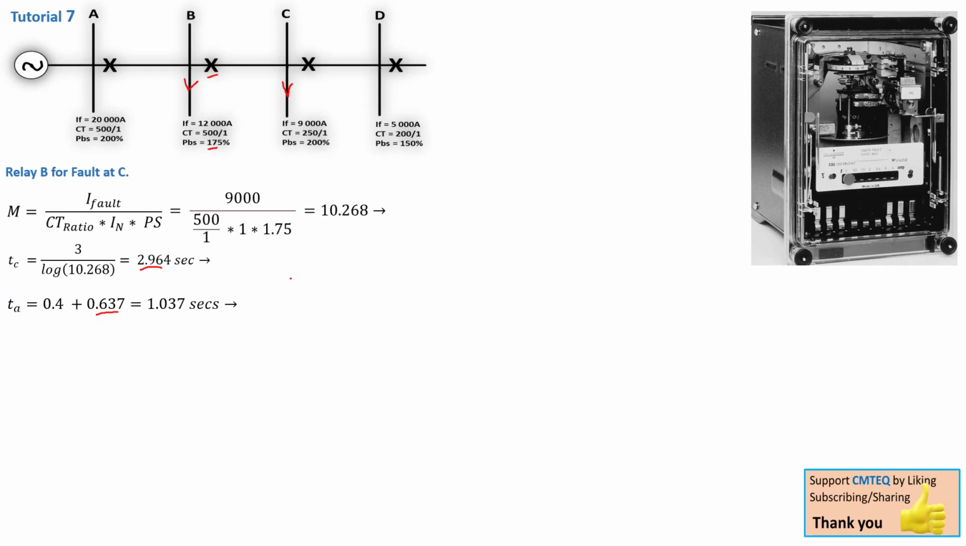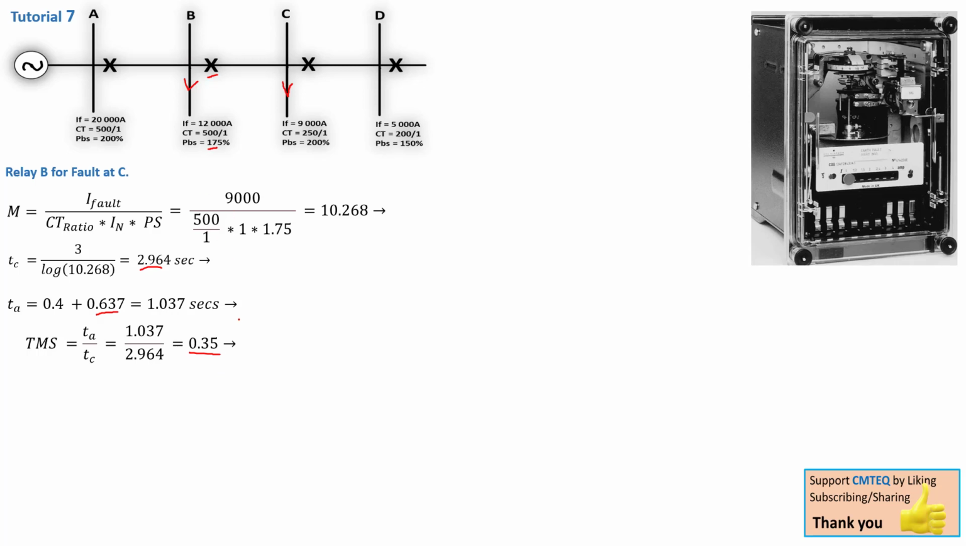From there we now know the actual time, so it will be much easier for us to calculate the time multiplier setting. The time multiplier setting will be equal to TMS = T over TC. That is 1,037 over the 2.964 seconds that we got there, and that gives us a 0,35 TMS. Now remember, this TMS is going to be used to calculate the actual time for this relay B for a fault on bus bar B. Please remember that. That's how the procedure is working.